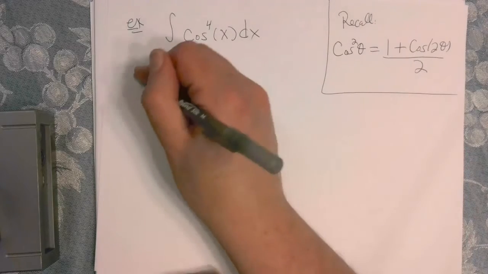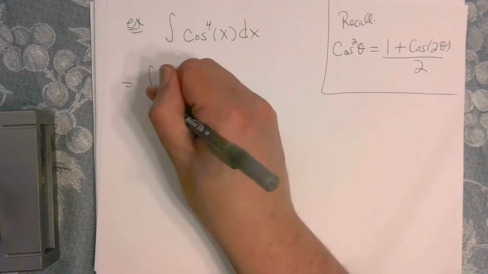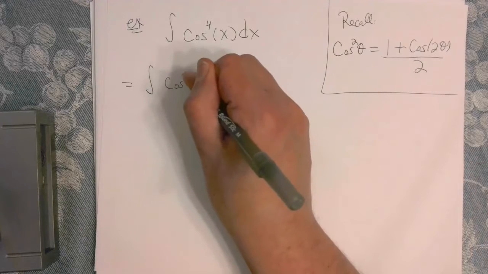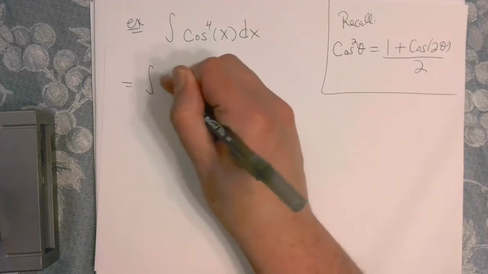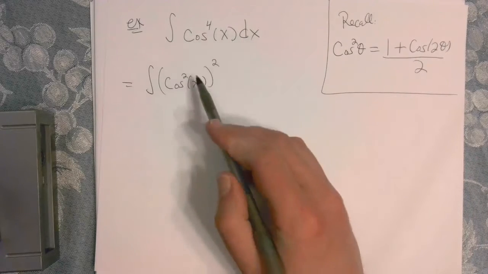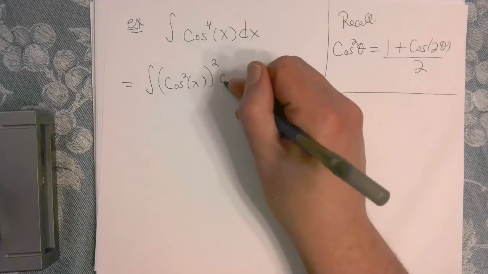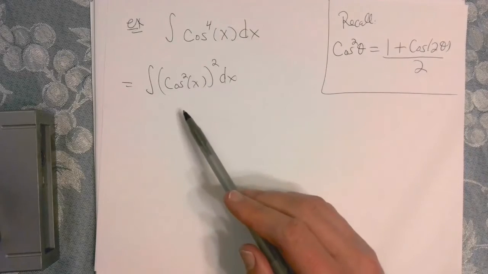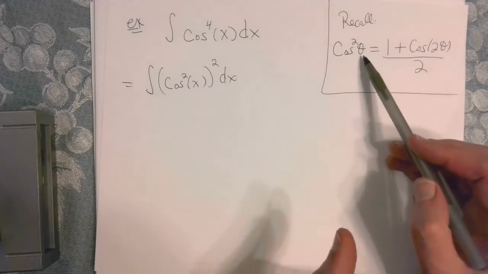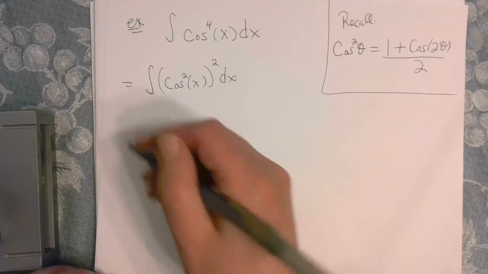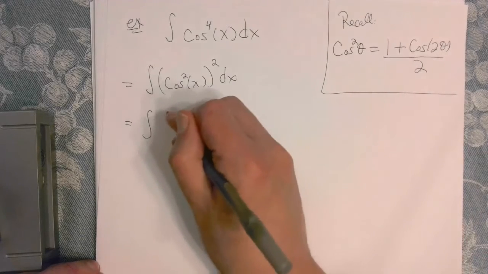So that's quite good because we can write this as cosine squared of x, squared, right? That is cosine to the 4th of x dx. And then we can make a substitution. Instead of having thetas, we're going to have x. So we make that substitution. That gives us the following.